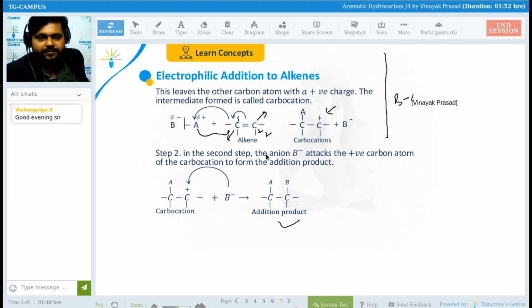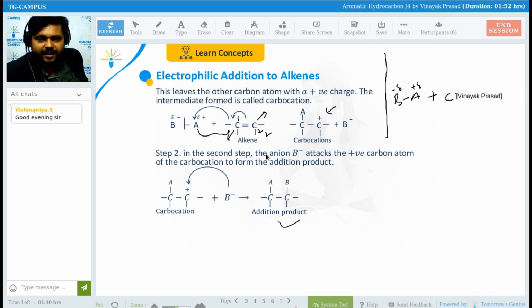Let's suppose we are having B and A. Let's suppose B is more electronegative. So B will try to pull the electrons from A. Yes or no? Please tell me, guys. So B will be having minus charge and A will be having positive charge. Is it okay? Any doubt to anyone? No?